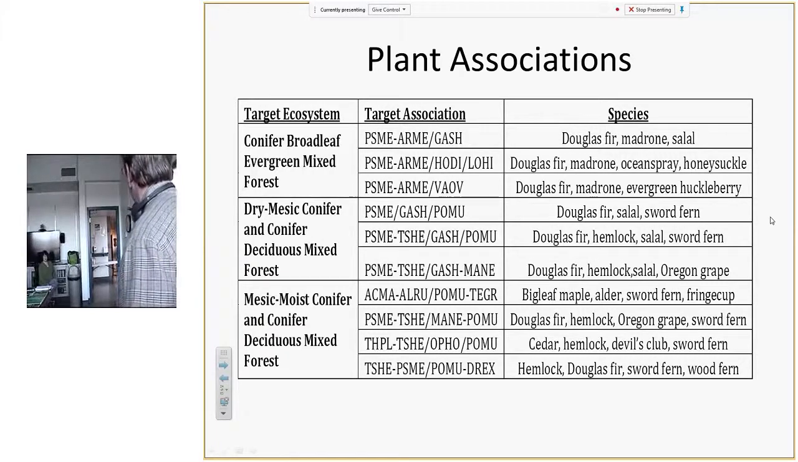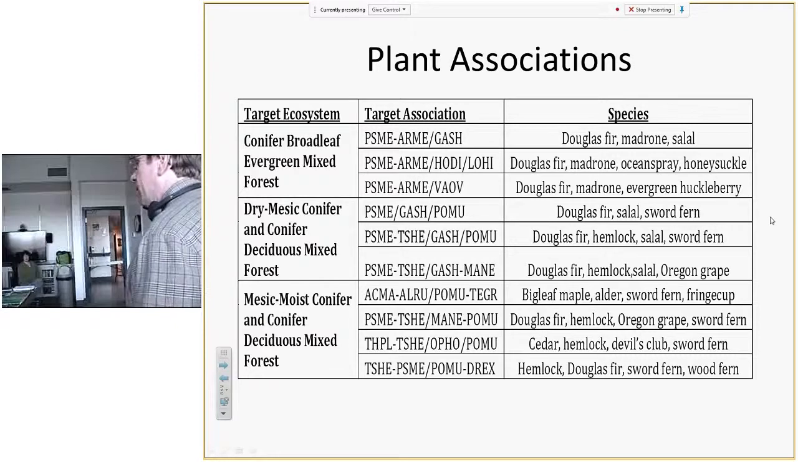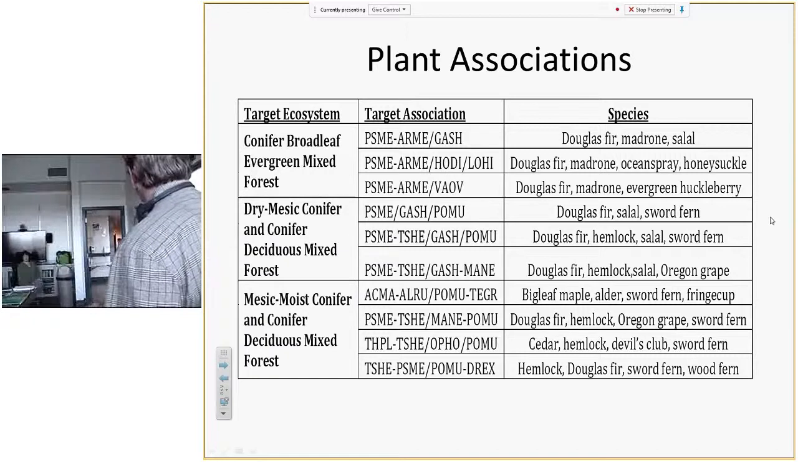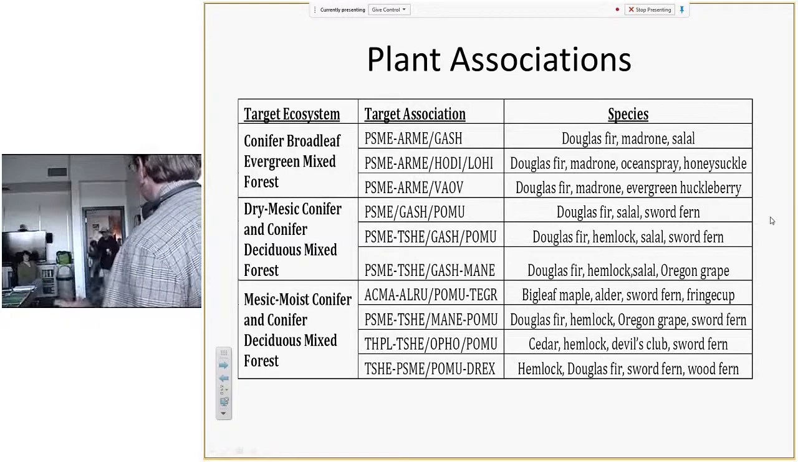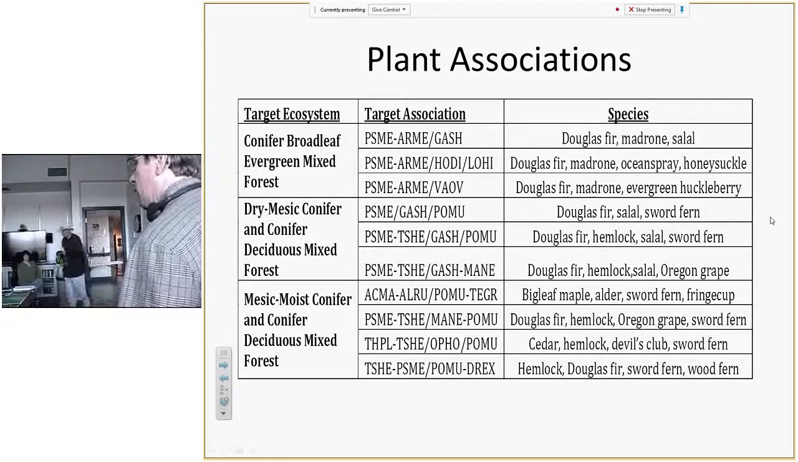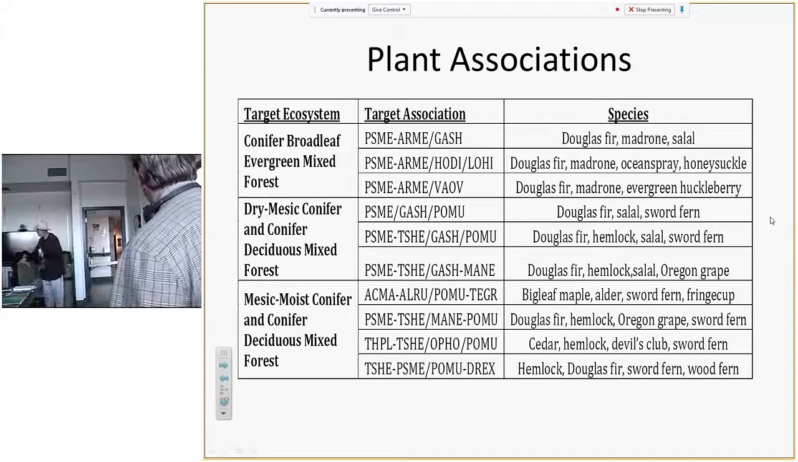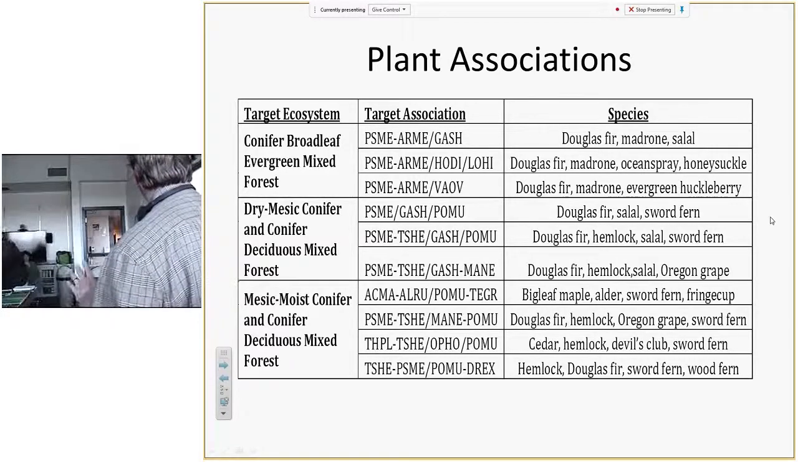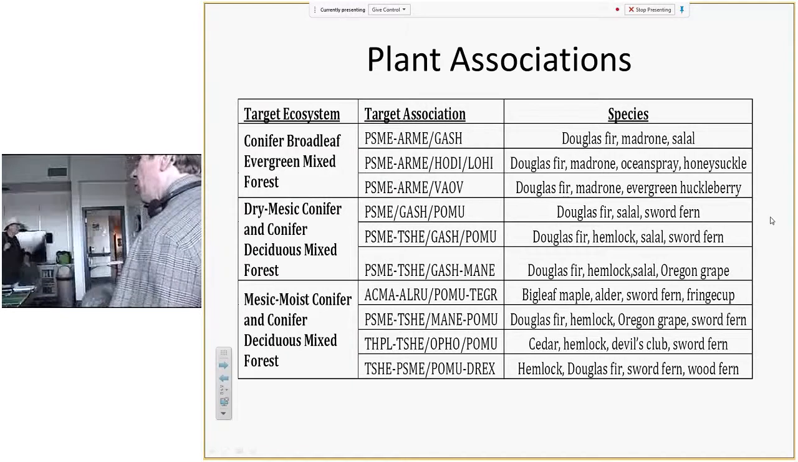There's a conifer broadleaf evergreen mixed forest, and this is your really dry sites where it's Douglas-fir, madrone, salal, where it's definitely xeric conditions. Then there's more of a medium one where it's dry to Mesic, and you get both conifers and deciduous forest. And there you still have the Douglas-fir and salal, but you're not seeing the madrone anymore, or ocean spray, evergreen huckleberry. The real dry species start falling out. You get more of the middle of the road ones.